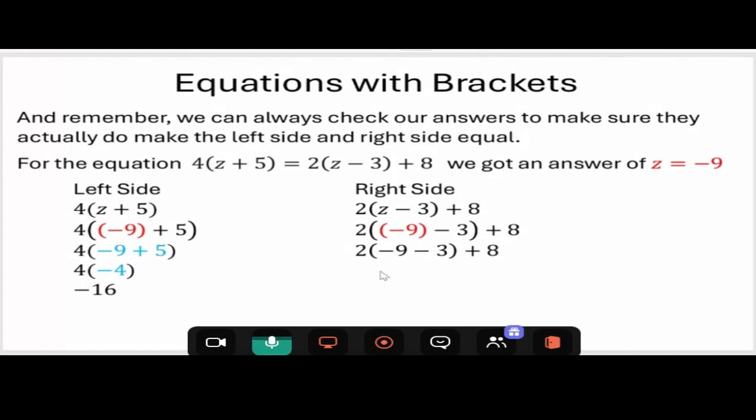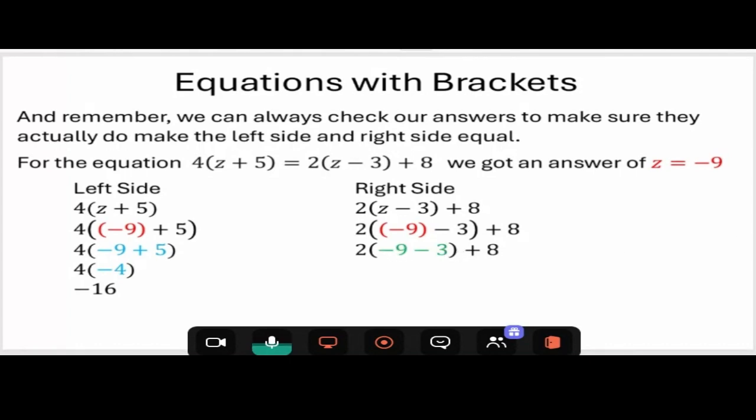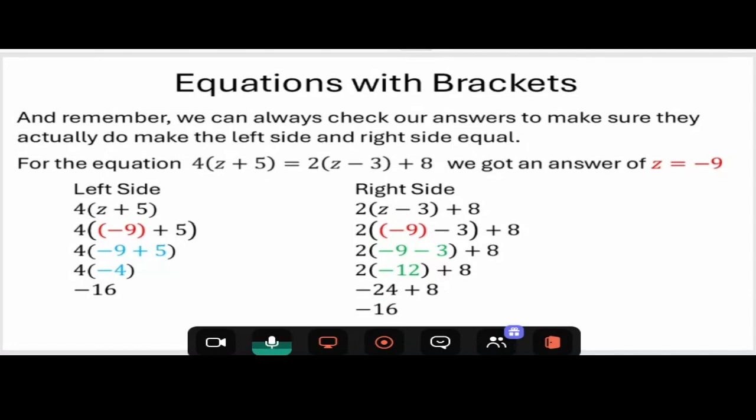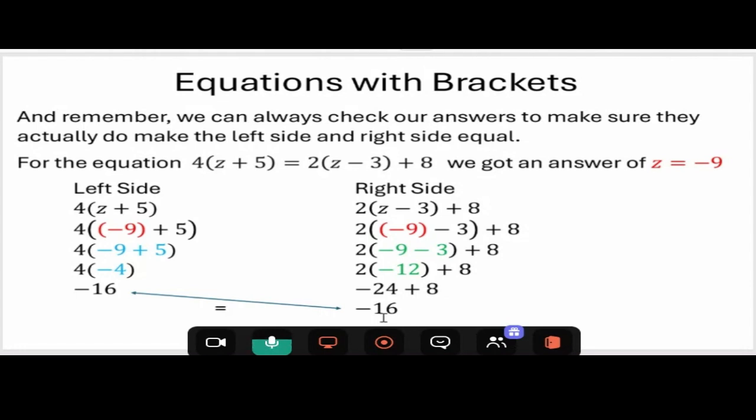Over here in this bracket, we have 9 to the left and then another 3 to the left, so we went a total of 12 to the left. We add those together, -12. 2 times -12 is -24. -24 plus 8, again, we're going in opposite directions, so subtract those two and you get 16. We went further left than right, so it's -16. And sure enough, our answer of z equals -9 makes the left side and the right side both equal to the same thing, in this case, -16.